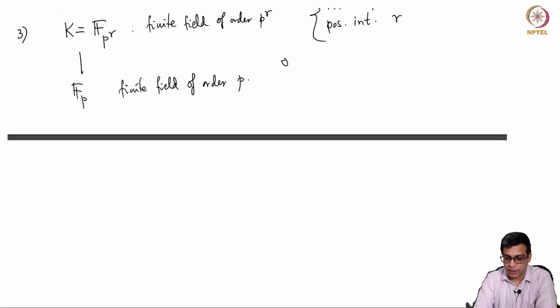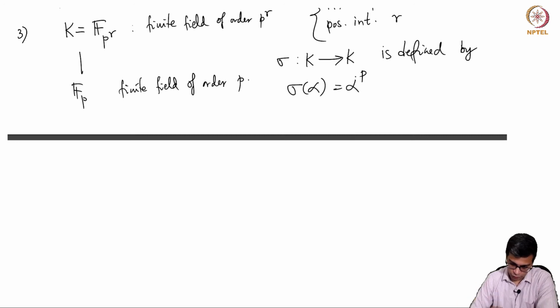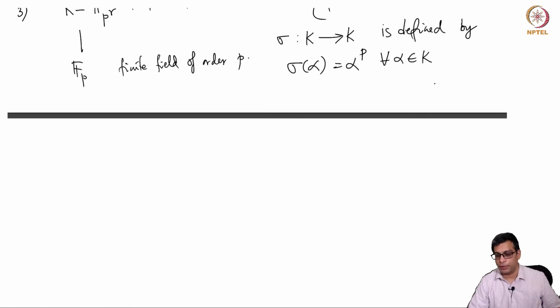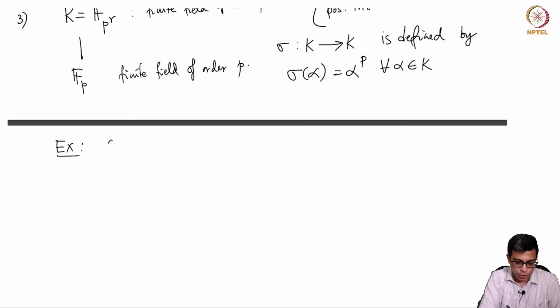Now I am going to consider this particular field homomorphism from K to K. So sigma of alpha is equal to alpha^p for every alpha. In general, taking powers is not a homomorphism, but for a characteristic p field it is a homomorphism. Show that sigma is a field homomorphism.